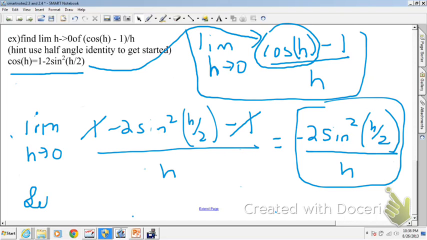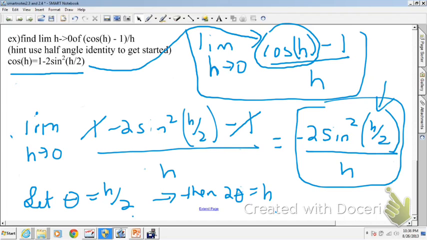So let's look at what's inside the parentheses here, h over 2. Let's let theta equal h over 2. Well then, by deduction, 2 theta equals h, right? So then 2 theta equals h. So I can basically replace this h with 2 theta, and I can replace this expression here with a theta. All right? Let me hit pause and we'll do that.